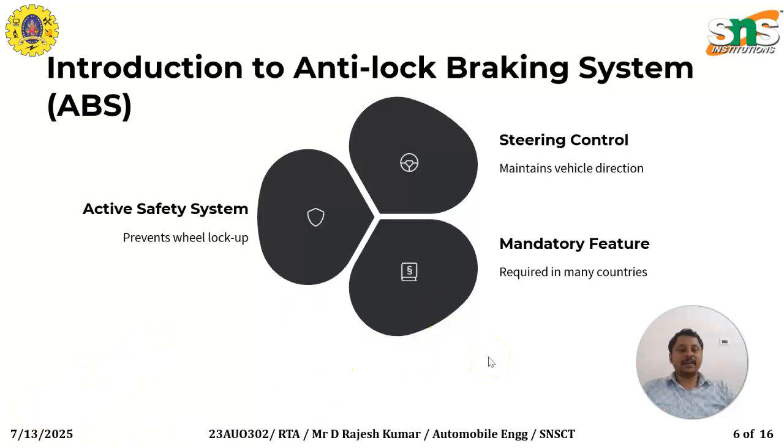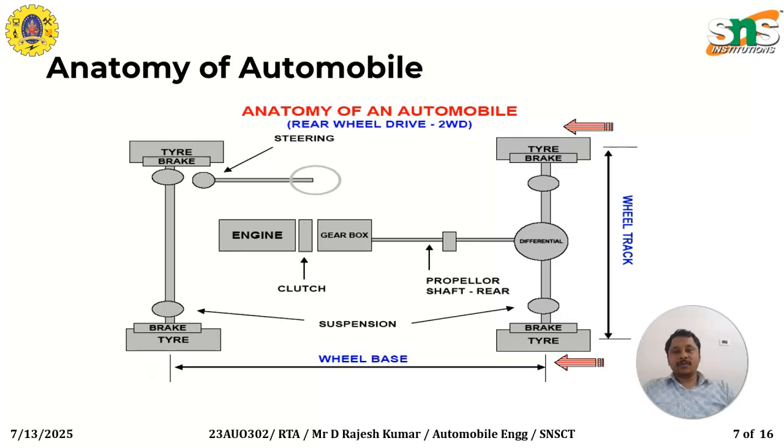Let us see the working of the braking system. Basically, we should know the anatomy of the automobile. You can see here a typical anatomy of the automobile. The automobile can be a front wheel drive, a rear wheel drive, or an all wheel drive. The engine's position may be at the front or rear. In Volvo and Scania vehicles, the engine is mounted at the rear end. The tires are positioned along with the brakes.